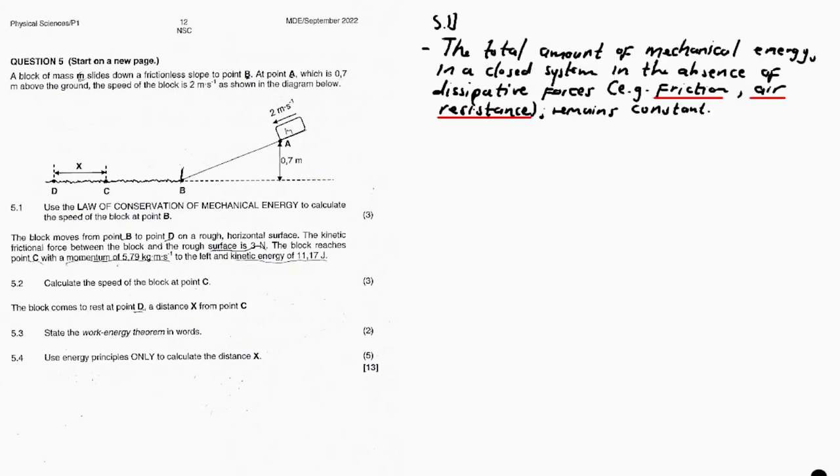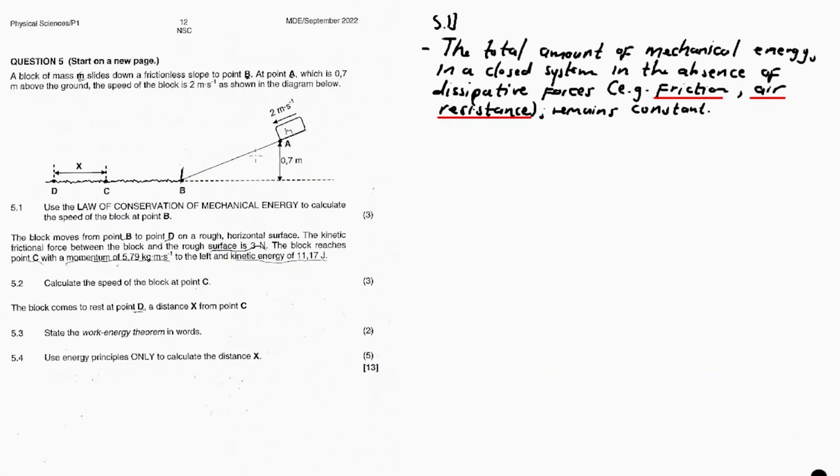Before we answer the question, let's start off by defining what the law of conservation of mechanical energy is all about. The law of conservation of mechanical energy says that the total amount of mechanical energy in a closed system, in the absence of dissipative forces like friction and air resistance, remains constant whenever friction and air resistance are not present in your system.